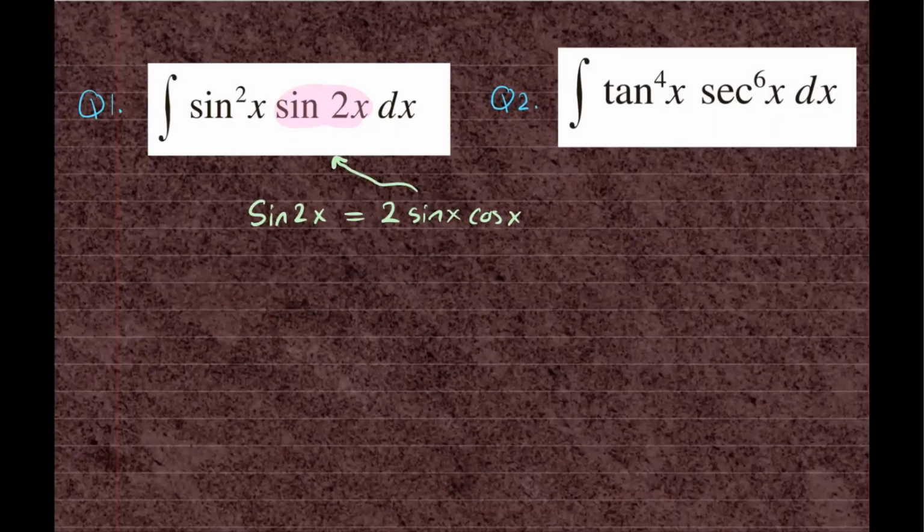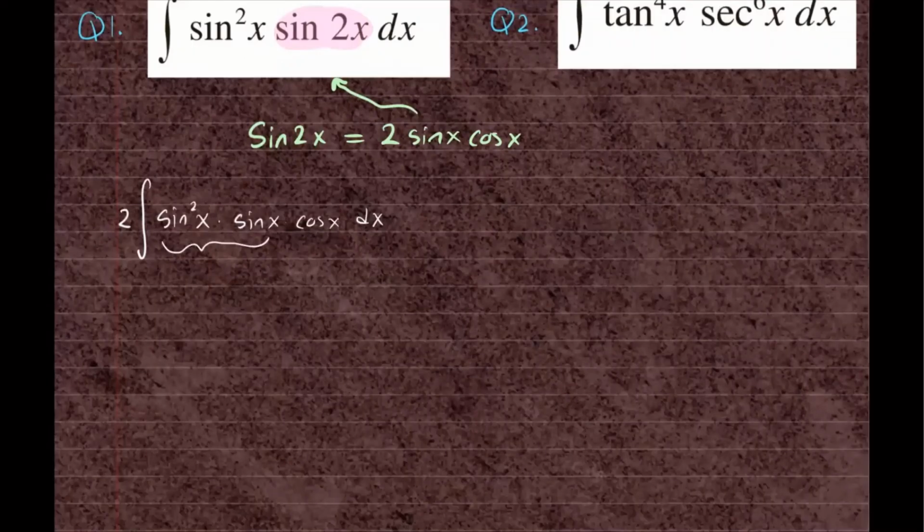So if I do that, I have the integral of sine squared of x times, now sine 2x I'm replacing with the identity. I'll pull the 2 outside since it's a constant. Then you have sine x times cosine x dx. And now here I'm going to join these two, so that'll be sine to the third power of x. So we have 2 times the integral of sine to the third power of x times cosine of x dx.